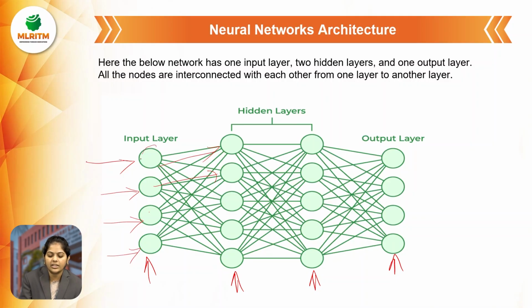Let's say we are sharing the information from node 1. The node 1 information will get transferred to node 1 in the hidden layer, node 2 in the hidden layer, node 3, node 4, node 5. So the information from one node in the input layer will get shared over all the remaining nodes in the hidden layer. This is how the information is transferred from the input layer to the hidden layer.